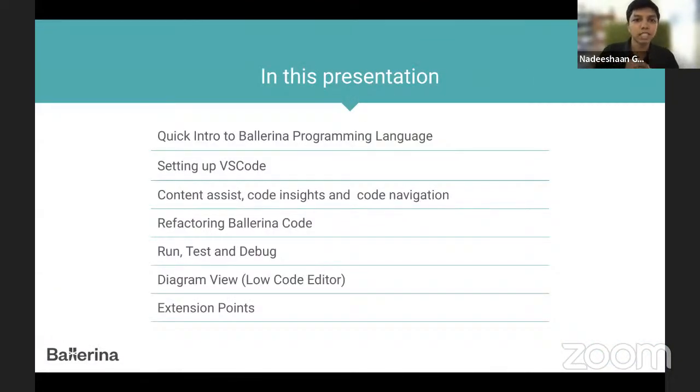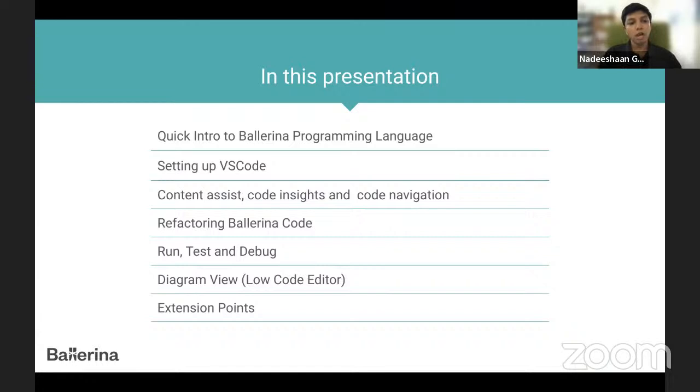So first things first, let's have a quick look at the agenda today. First of all, we will be having a quick introduction to the Ballerina programming language. We'll be briefly looking at the language, not digging deep into it. And we'll be looking at how to set up VS Code for programming with Ballerina, and the content assist, code insights and code navigation features provided with the plugin for Ballerina. Then various refactoring options for Ballerina code, such as how you can format the code and what code actions are available, and so on and so forth.